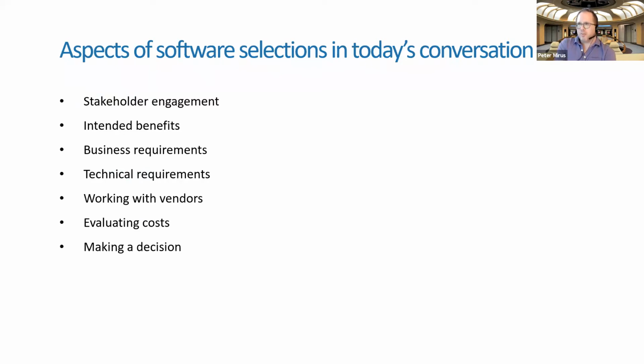So today we're going to be talking about several different aspects of software selection that you can see on screen here. We have stakeholder engagement, intended benefits for the project, business requirements, technical requirements, working with vendors, evaluating costs, and making a decision. And all of the questions that were submitted during the registration process, as well as common questions that Build gets from clients, either during our sales engagement with those clients or in the project itself, fall into one of these categories.